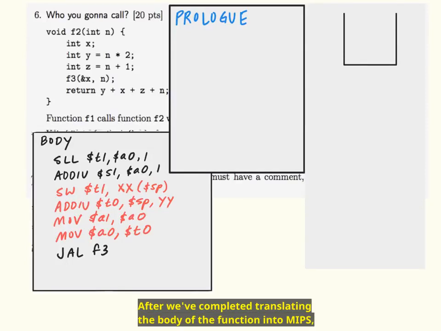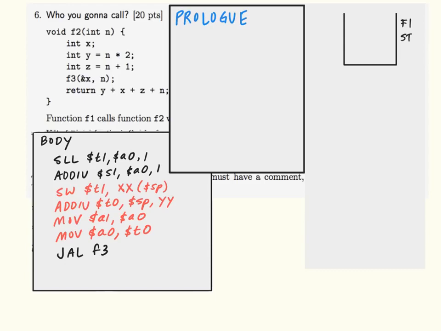After we've completed translating the body of the function into MIPS, we're in a good position to start working on the prologue. Recall that it's in the prologue of F2 where we create F2's stack frame.